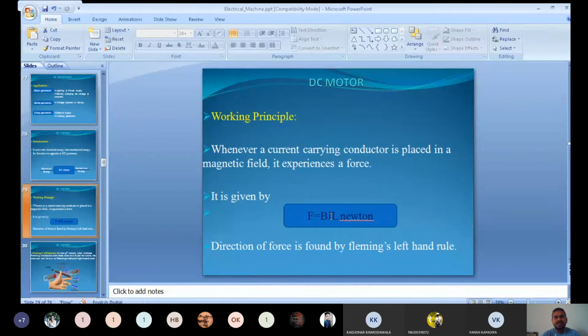The formula is F is equal to BIL Newton, where B is the magnetic flux density, I is the current and L is the length of the conductor.